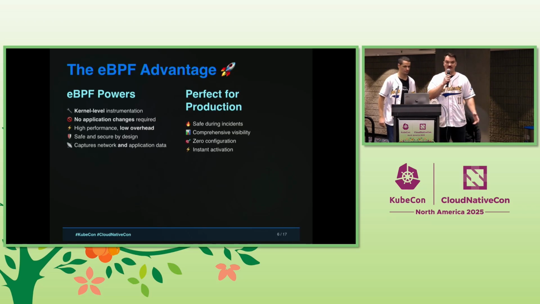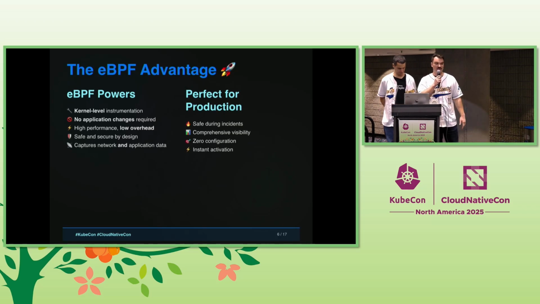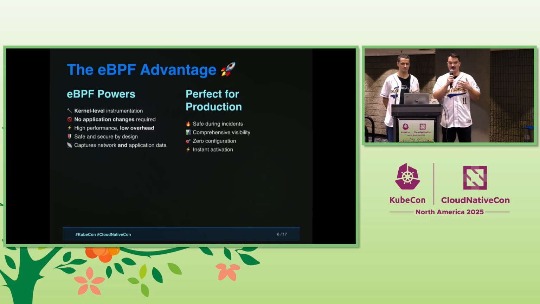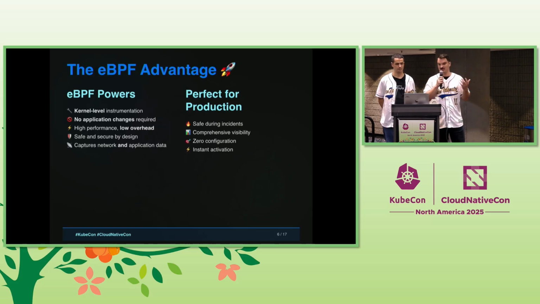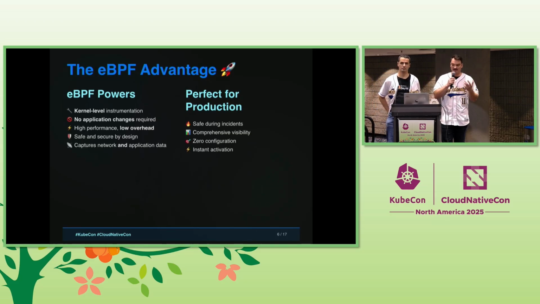So it's a kernel level set of instrumentation that we were able to use here. It doesn't require any application changes, meaning that your code, if you're running an opaque binary, is just an opaque binary, and it keeps being that way. It's high performance, low overhead. It's safe and secure by design. And it has a lot of visibility throughout the entire system it's running on. In fact, it has pretty much the ultimate visibility of the system it's running on, which is phenomenal, right?